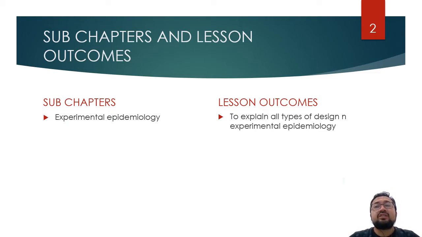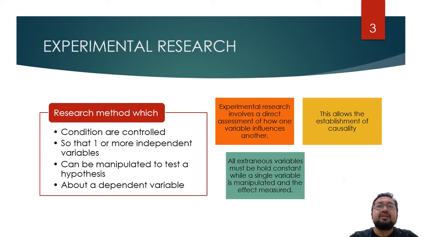Before this, in the previous lecture, we learned a little bit about the observational study. In this lecture, we will learn about experimental epidemiology, the experimental study. Experimental research is a research method in which conditions are controlled, where we can control the variable and the intervention that we want to apply in the study design.